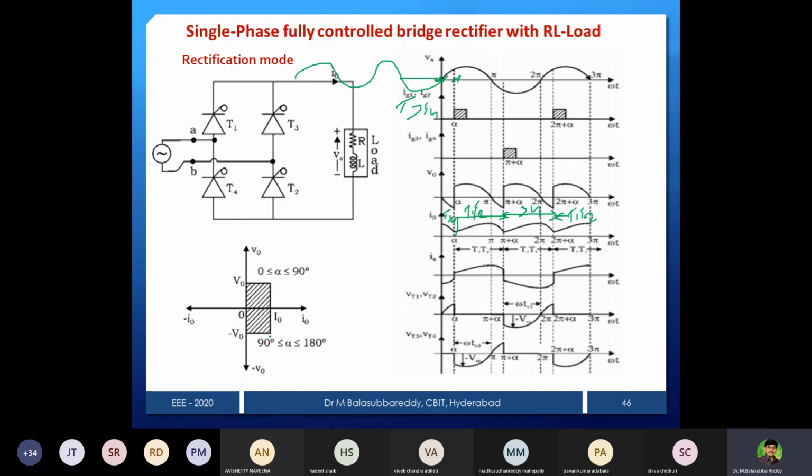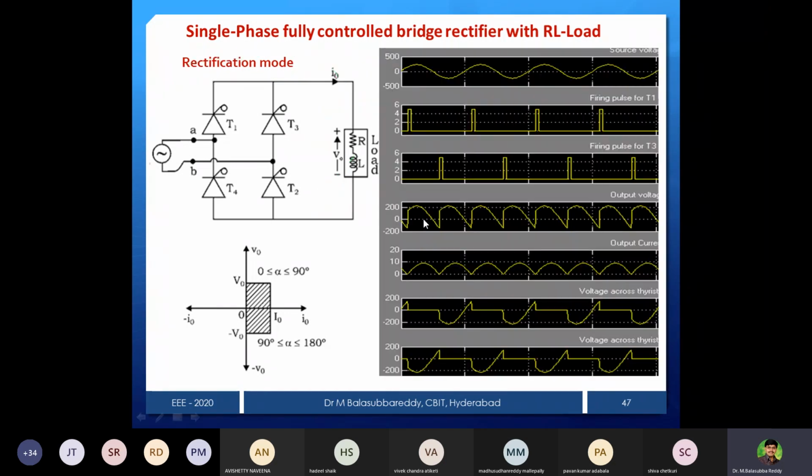That is the case of the RL load. I made alpha less than 60 degrees, or less than 90 degrees. Whatever alpha may be, 60 degrees or 30 degrees or anything, this is the waveform. So the first question: explain the rectification mode of operation. Use this circuit and this waveform, and you can show that the average output voltage is positive and power is positive. Power flows from source to load, and hence it is operating in rectification mode. That's it. Similarly, if you do the simulation, we'll get this.